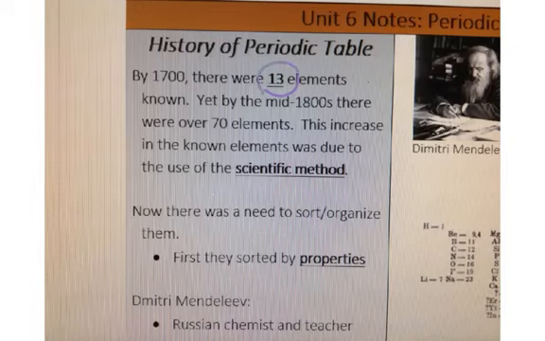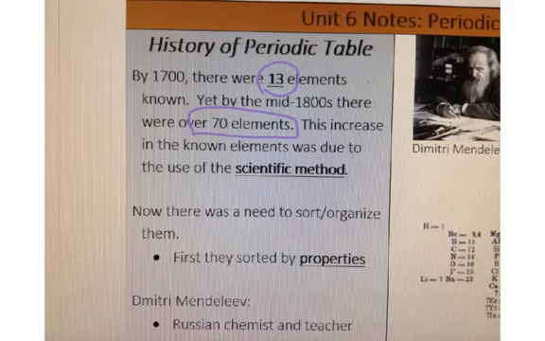you think about the lack of technology that existed back then. There was no electricity, and yet they knew that 13 different elements existed. Yet by the mid-1800s, so in a century and a half, they had discovered over 70 elements. And why? The reason why this great increase occurred was because they started to use the scientific method. And what that allowed, it allowed the chemists to talk to one another, and it allowed a systematic process where you could base your studies off of other scientists' studies. And so you could discover things at a faster rate.